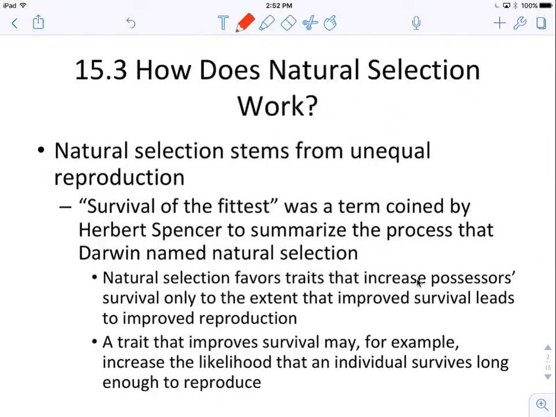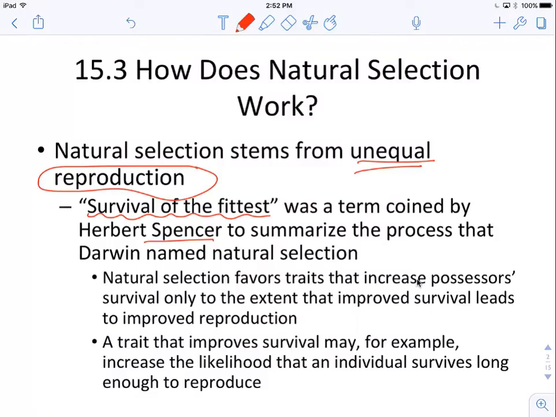So, natural selection, and we've been kind of hammering this point home a fair amount, but I want to make sure you got it. It all is about reproduction, about getting those genes into the next generation. Unequal reproduction, because some people live long enough to reproduce and other individuals don't. And so this is where the term survival of the fittest came along. And again, Darwin didn't come up with this term. He said descent with modification. But this guy, Herbert Spencer, used the term survival of the fittest to summarize the process of natural selection.